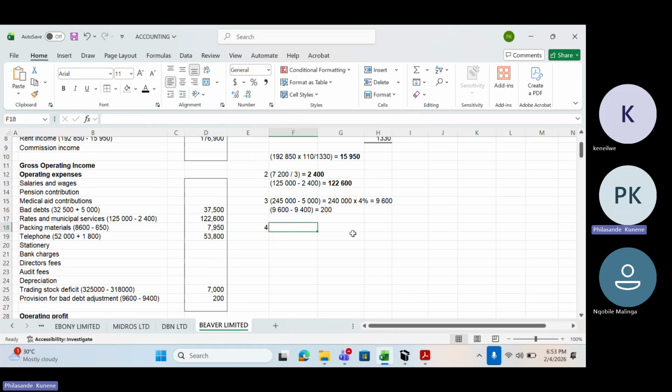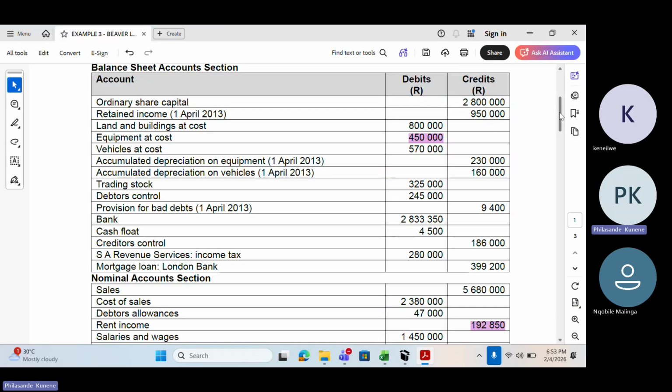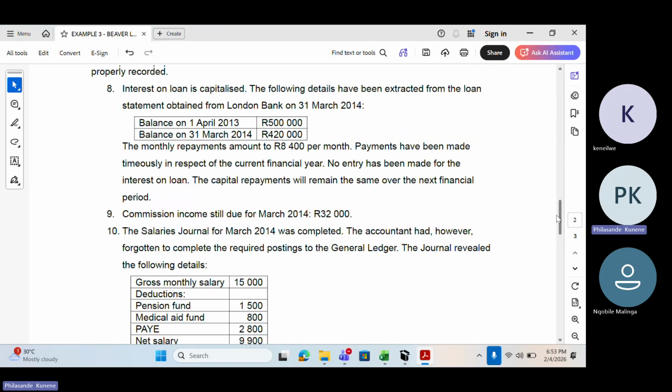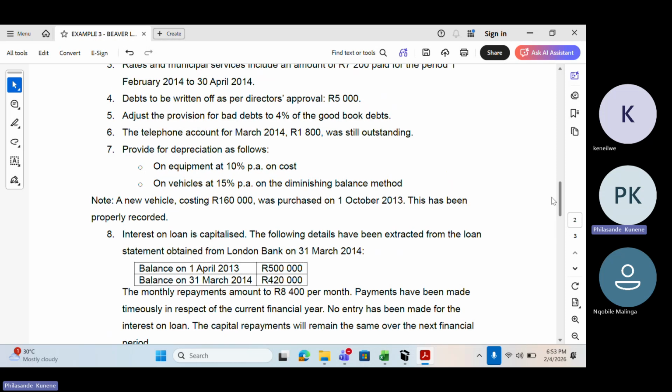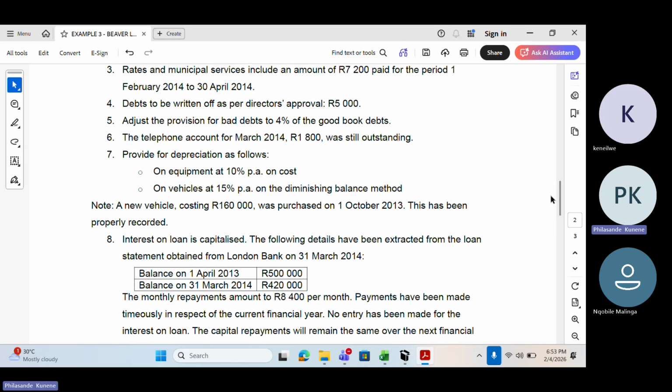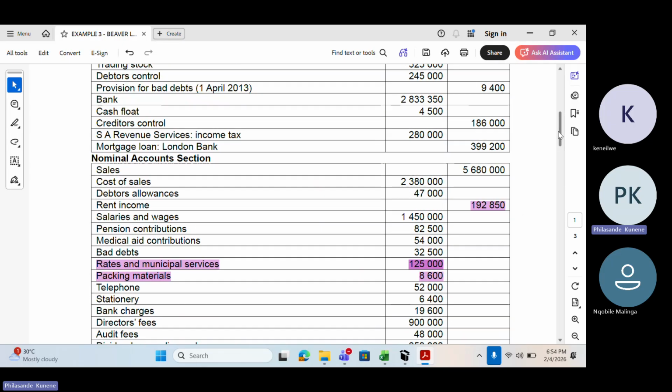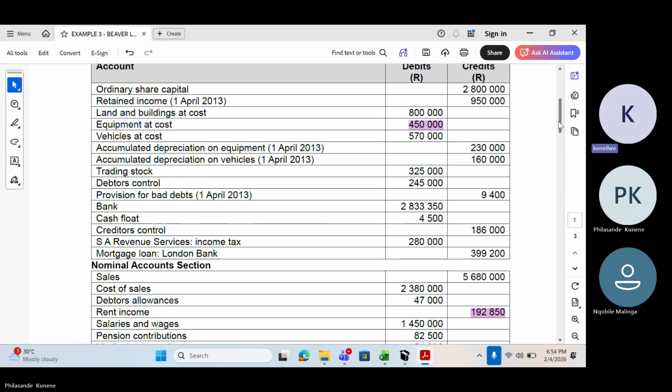Okay, so I want us to split it first. Which one are we starting? Is this equipment that is old or unsold, or what is happening here? I think it's just old equipment. We're just doing the one for all equipment. They said 10% on cost. So I'm going to say 450,000, yeah? Yeah. Okay, 450,000.